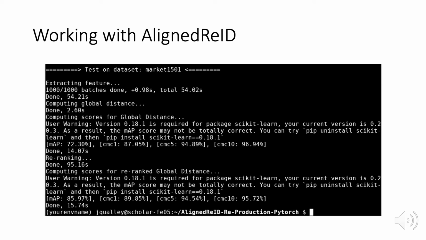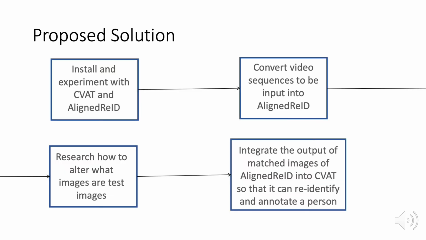The CMC1 score means that 89.95% of the first choices for a match were correct, and CMC5 means by the fifth choice 94.54% of matches were correct. The next step then is to convert the video sequences that we have into the same format as the Market 1501 dataset so that aligned re-ID can be applied to our dataset.